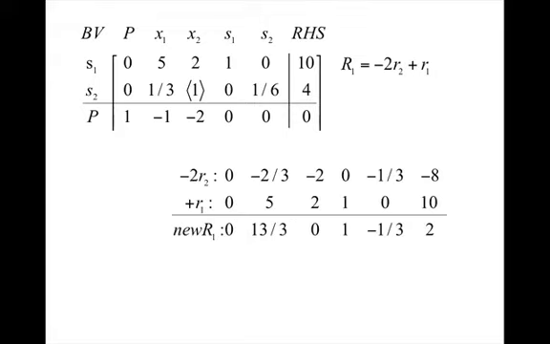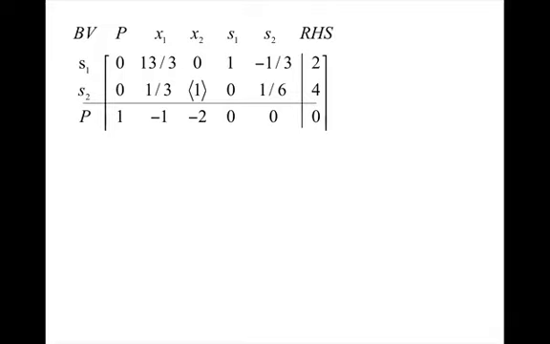So negative 2 times row 2 is 0, negative 2/3, negative 2, 0, the negative 2/6 would reduce to negative 1/3, and then negative 8. When I add row 1, I get a 0, a 13/3, a 0, 1, negative 1/3, and 2. And this is going to become my new row 1. So add your new row 1 and keep rows 2 and 3 the same.